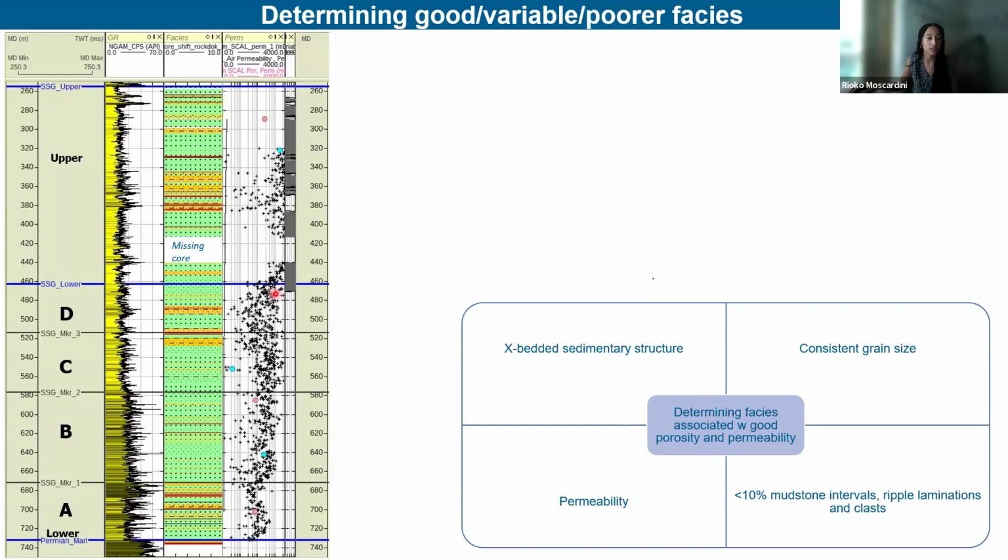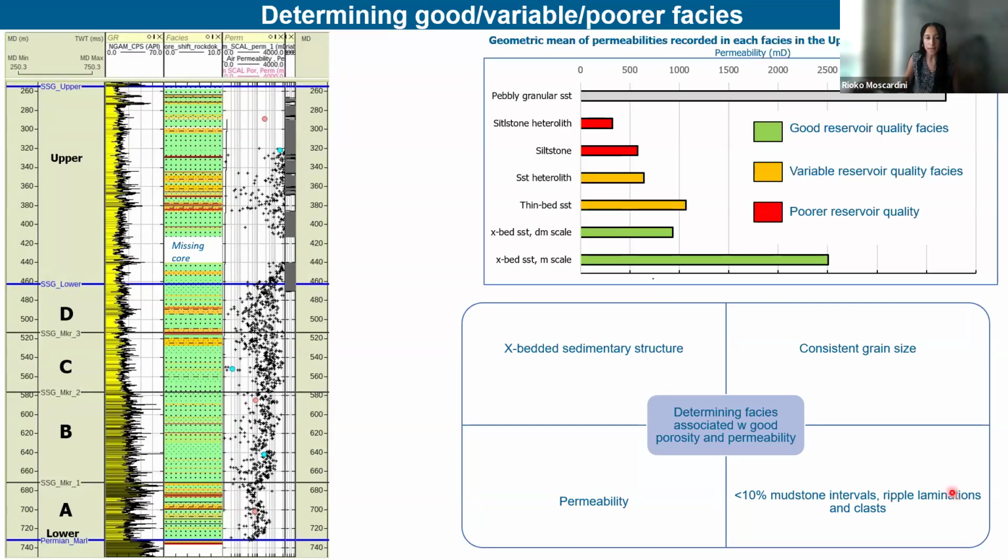I also incorporated the permeability data that we had. And also we tried to make sure that the ones which were deemed as good were the ones with low intervals of mudstones, ripple laminations and clasts. So this just shows the permeability readings for each of the classifications. The ones deemed as good, and deemed as variable, obviously because they're variable, one of them's higher than the good and one of them's lower, but that's variability. And then we have the low ones here, the poorer ones, so I say.